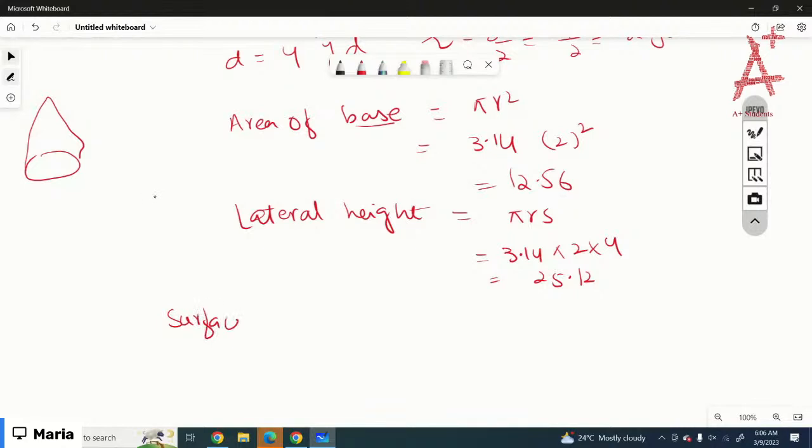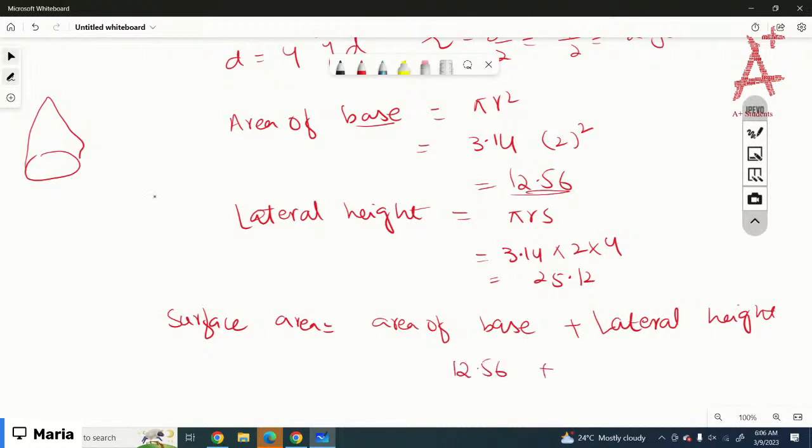So the surface area is the area of the base plus the lateral area. Just add both the areas. So the area of the base is 12.56 and the lateral area is 25.12. So just add both the areas. So it is 37.68. Got it? So that is the surface area of the cone.